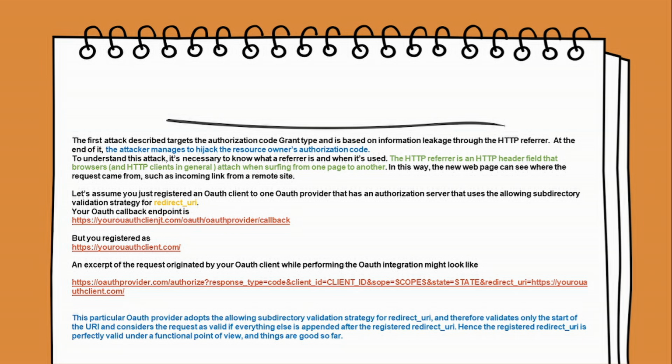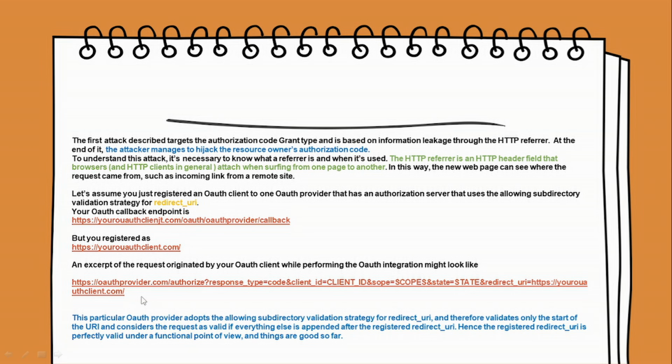Now here is an excerpt of the request originated by your OAuth client while performing the OAuth integration. The URL will look like this: http://oauth-provider.com/authorize, then the query with response_type=code, client_id, scope, state, and redirect_uri. This is the kind of URL the client will craft, and then it redirects you to the authorization server side.